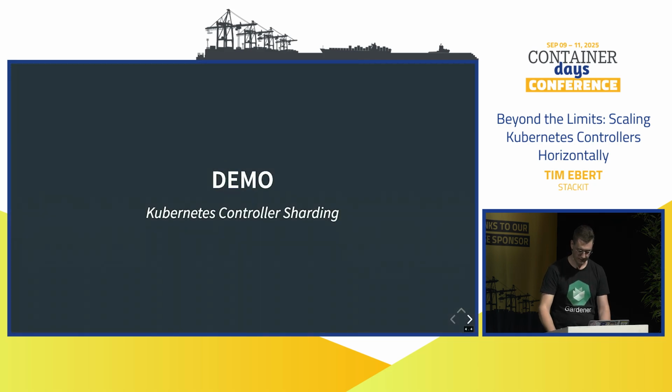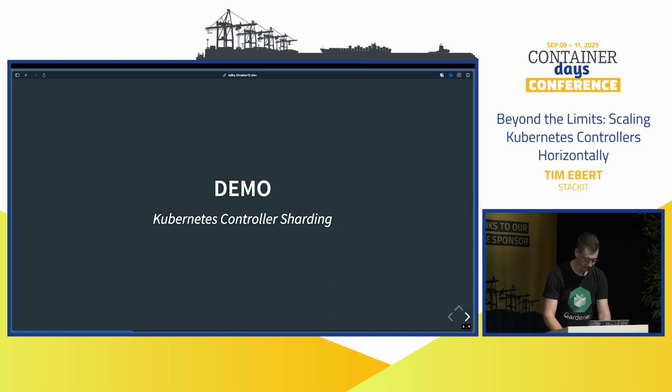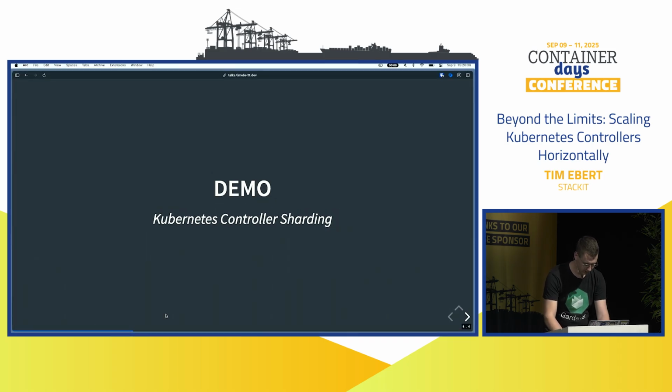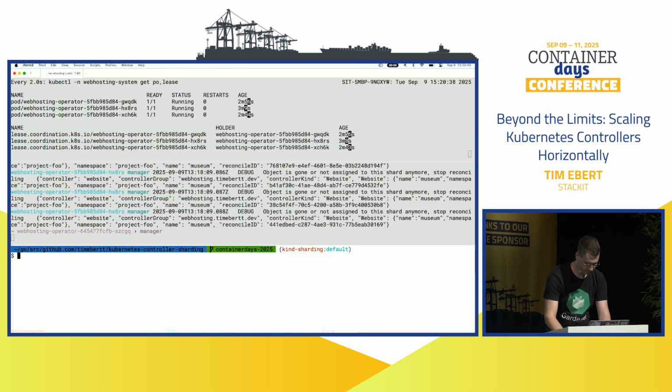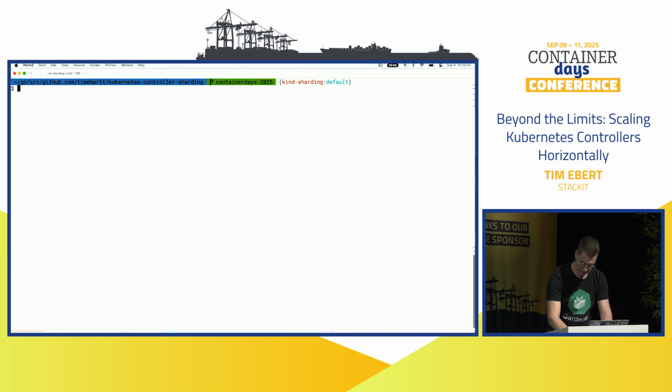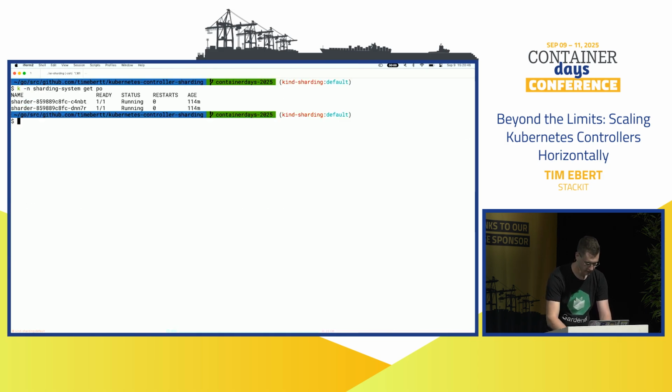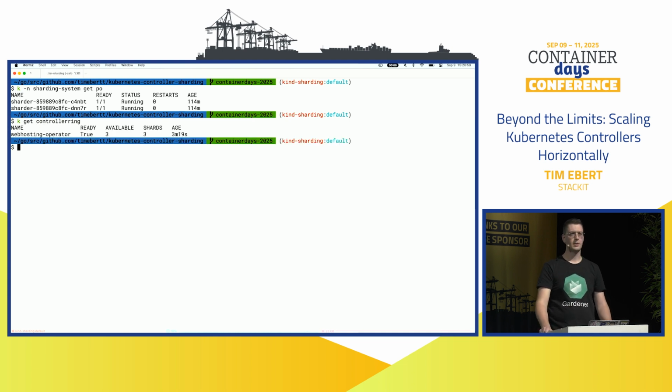Okay, let's see this in action. That was quite abstract, don't worry. If my demo is prepared, there should now be the sharder running in my cluster, great. And there should also be a controller ring for our web hosting operator. As we can see, the ring is ready, and there are 3 available shards.